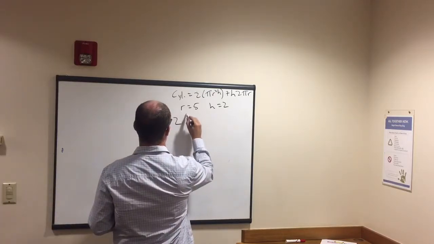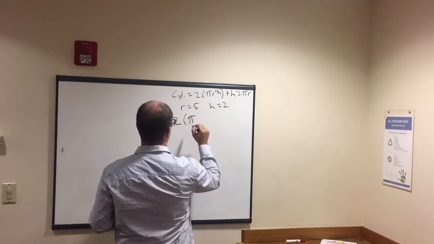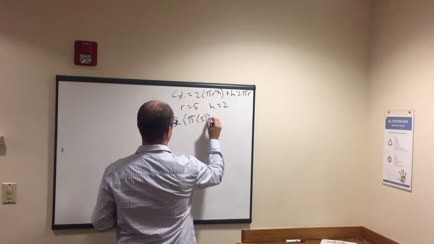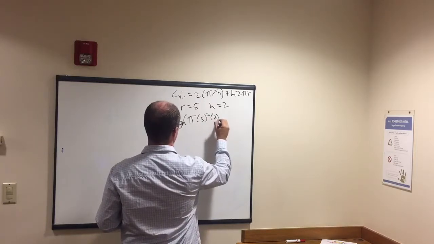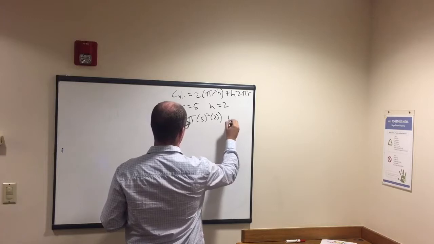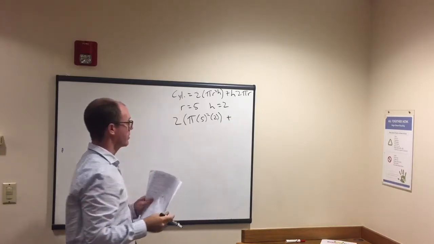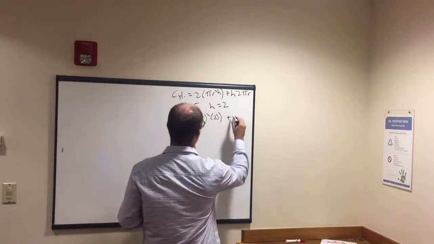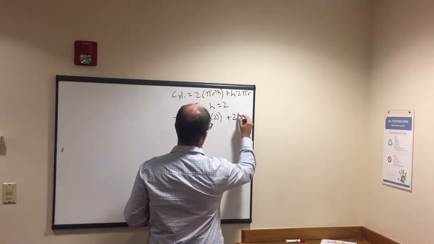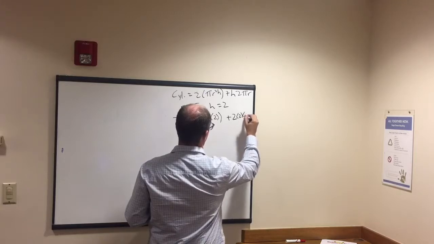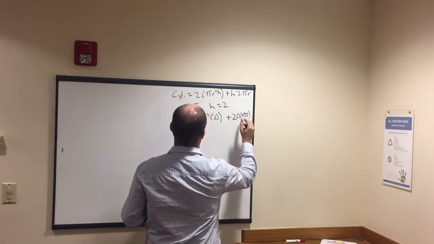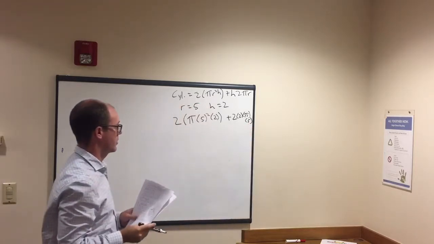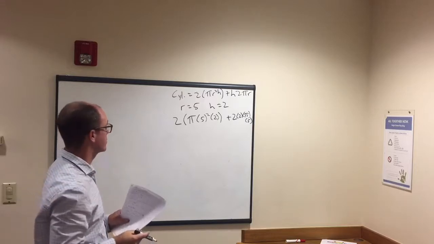So we start off with 2 on the outside times pi. We're saying r is 5. 5 squared times height, which is 2. Plus, we'll just drop these numbers right down, plus the height is 2 times 2 times pi, times the radius, which is 5. 2 times 2 times pi times 5. That was on the right side.